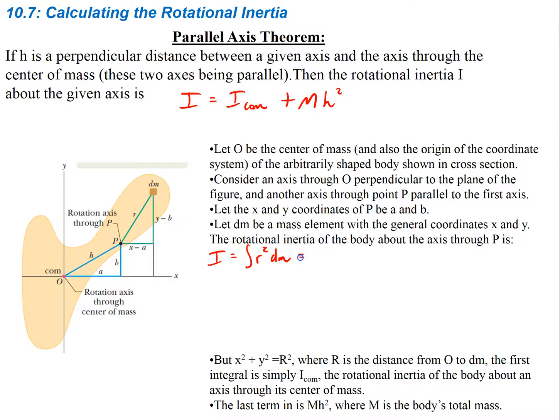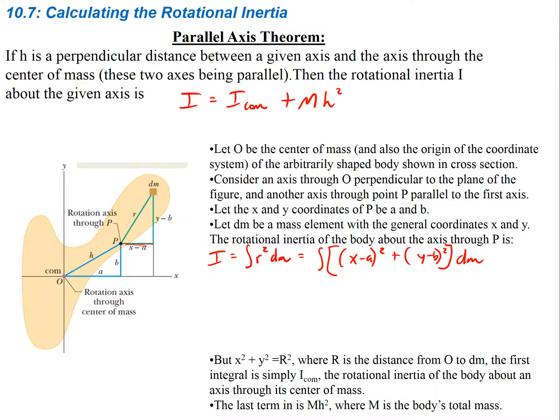Okay, so that's going to be equal to the integral. Well, r squared is going to be this distance here, essentially. So it's going to be x minus a, right? So this distance here, which would be x minus a, and then also this distance here squared gets us r. So you square this, take the square root, and that gets you r. Since we're squaring r, we get rid of the square root, and what we're left with is x minus a squared plus y minus b squared, and that's multiplied by dm.